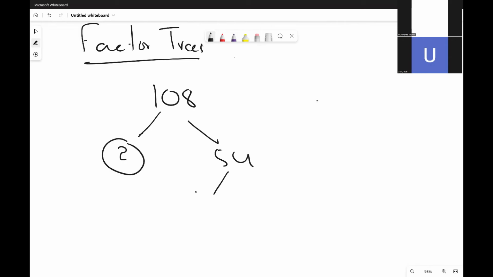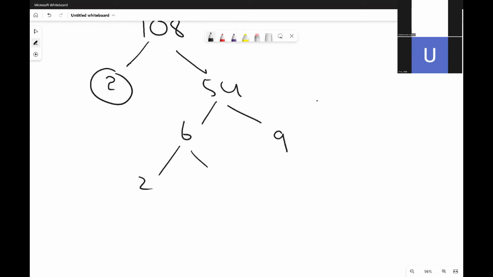So 6, 9. 6 ko divide further, hum kar sakte hain 2 or 3 mein to get 6. 6 by 2 is 3, and 6 by 3 is 2. Then 9 could be divided by 3 and another 3. So how many factors? 2, 2, 3, 3, 3. So you can write down all the factors of 108.